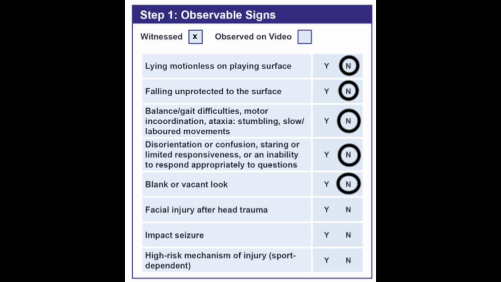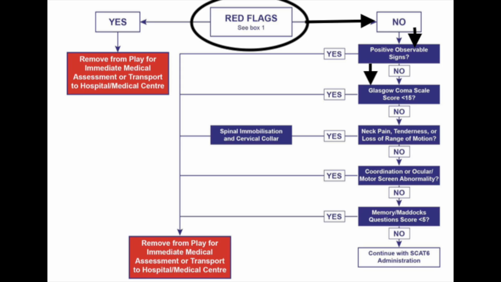He did not have blank or vacant looks, did not have facial injuries after head trauma, did not have impact seizures. He did have a high-risk mechanism injury due to the sport, hockey. The flow chart now tells us to move on to the Glasgow Coma scale.